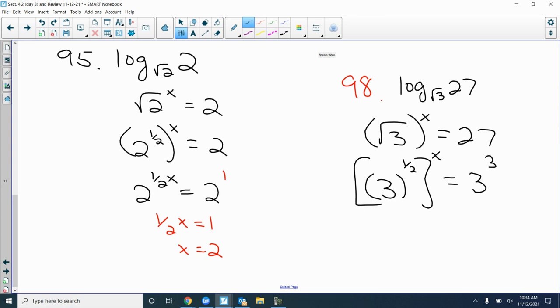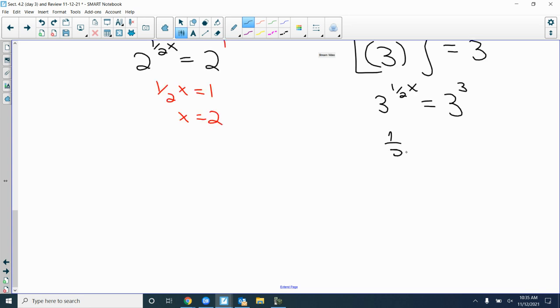So really, you get 3 to the 1/2 x equals 3 cubed, and you're essentially saying, all right, what does that need to be to make that 3? It'd be 6, or you can just go 1/2 x equals 3, divide by 1/2. We still get x equals 6.